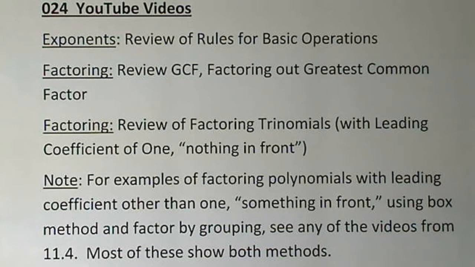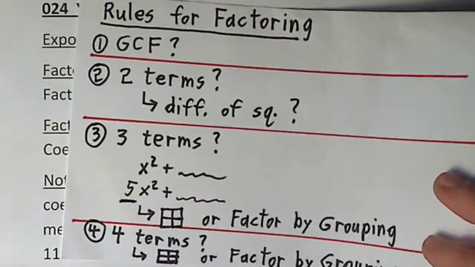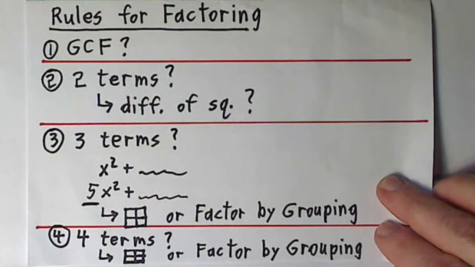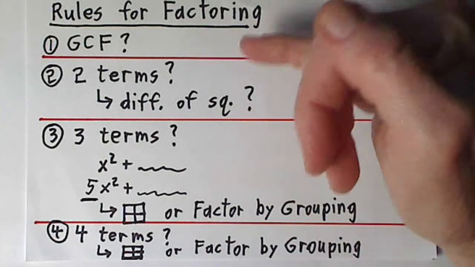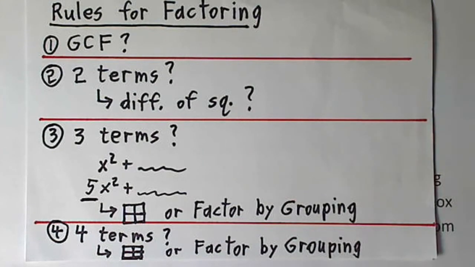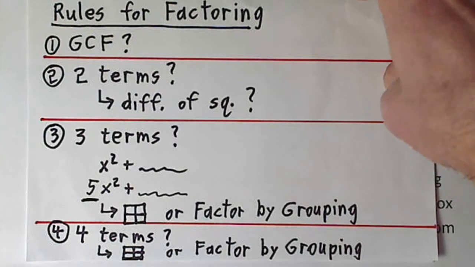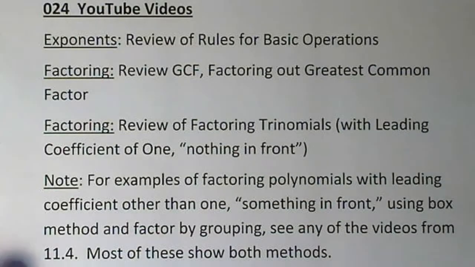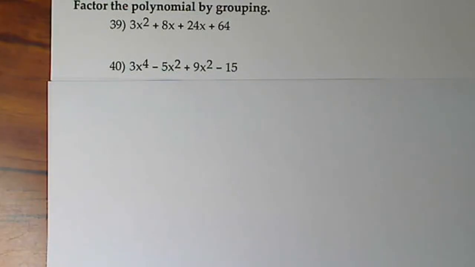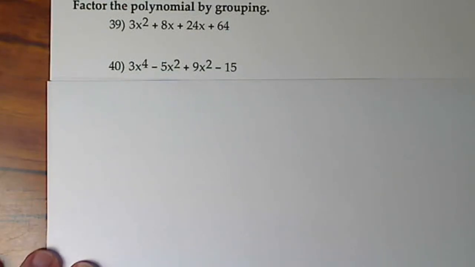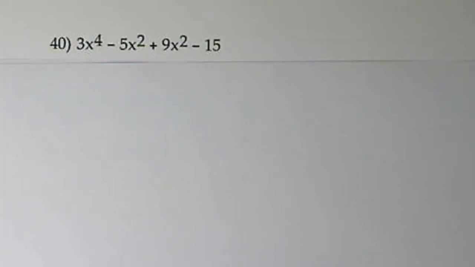And for factor by grouping and the box method, any of the videos from 11.4, almost all of them indicate both methods. And also I will refer to these rules for factoring. It's kind of our little roadmap to follow, so you might want to pause it and write that down if you don't have these handy. You want to be able to write these on a piece of paper at any given time so you're ready to proceed with factoring. It can be very confusing, and if you have a little bit of a roadmap, that can help quite a bit.